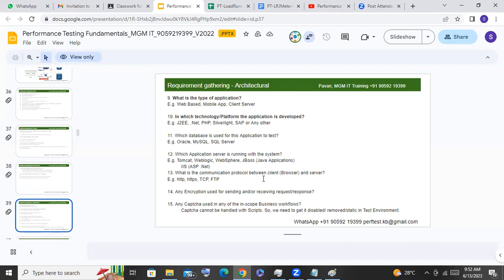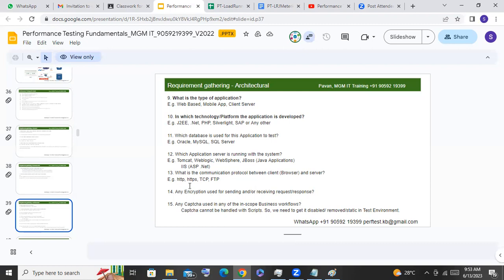What is the protocol, guys? Yes, guys, what is the protocol? Communication. Set of instructions. Set of accepted rules that would enable the communication between network devices. Perfect. Okay. So what is the communication protocol that is being used?